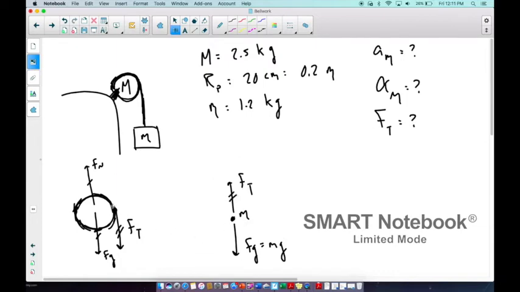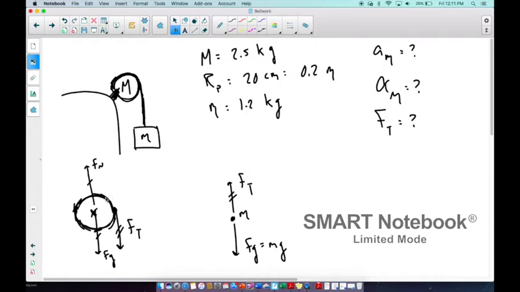Now, I look at this and I can see right away that there's a torque involved, because I have a force that is located at some distance away from the axis of rotation. Here's the axis of rotation of the pulley, and this force is located at a distance r, right? The radius of the pulley.